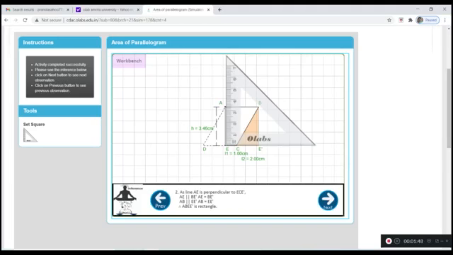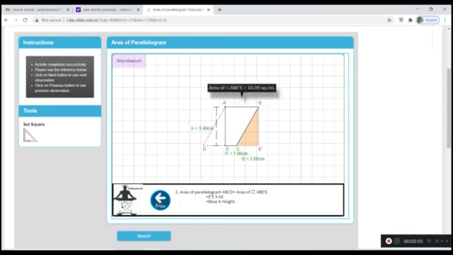So AE is parallel to BE dash and AE is equal to BE dash. AB is parallel to EE dash and AB is equal to EE dash. So ABE'E is a rectangle. So here we know that the area of the parallelogram ABCD is equal to the area of the rectangle ABE dash E.